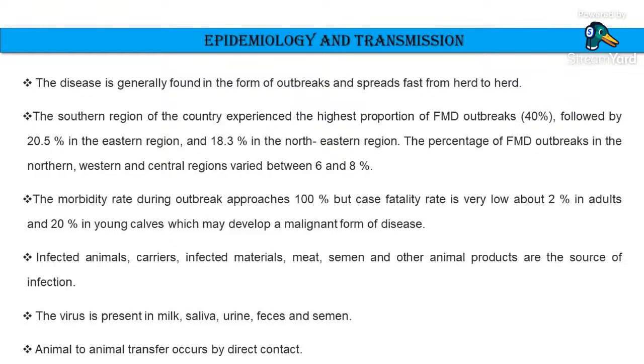Due to the myocarditis, the young cows and the young piglets die. So the source of infection through which the infection gets from one animal to the other is the infected animals, the carriers, the infected materials, the infected meat, the semen in which the virus is viable, and other animal products. These things transport the virus from one animal to another animal. The virus is also present in the secretions of the animals, like the milk, saliva, urine, feces, and semen. And the transfer also occurs from one animal to another by direct contact. Whenever an animal is in direct contact with another animal, it gets transferred.